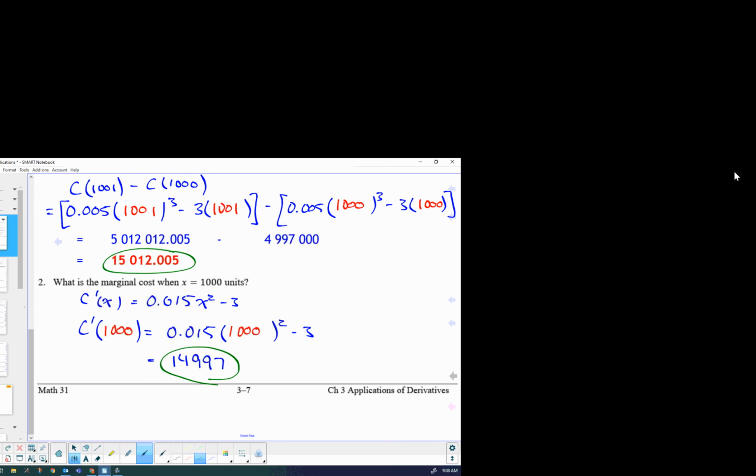In question one, we found out how much more it costs to produce 1,001 units a day versus 1,000. But then the cost to make 1,000 units itself is also around 15,000. Does that mean? No. The cost to make 1,000 is this, almost 5 million. The marginal cost is close to 15,000.